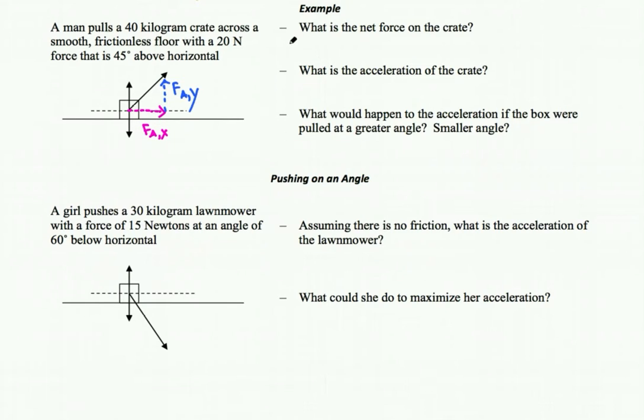So first I just need to find what my applied force in the x direction is. So let me do that in the right color here. So FA comma X is going to be the magnitude of our force, which was 20 newtons, times the cosine of the angle, and our angle was 45 degrees.